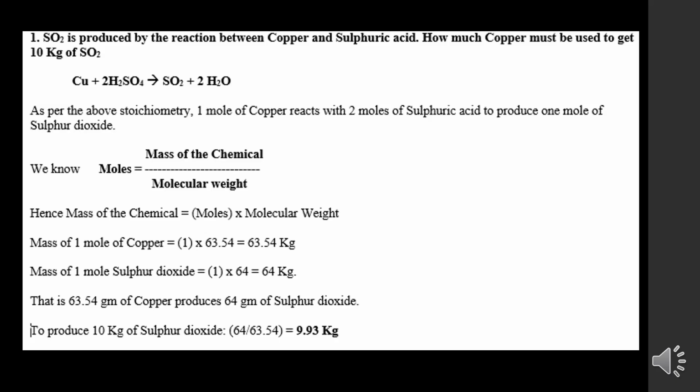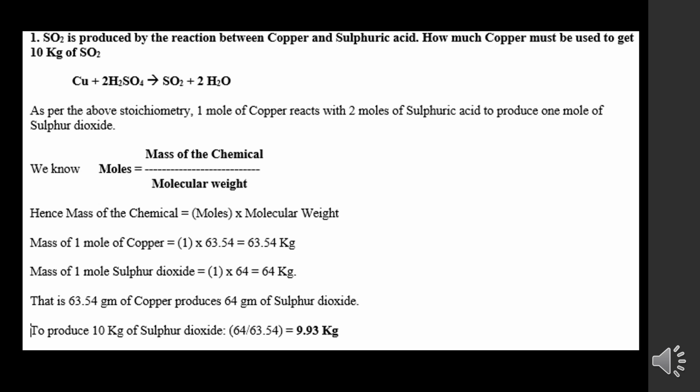Next, let us solve a few problems involving and not involving chemical reaction. The first problem is about sulfur dioxide, which is produced by the reaction between copper and sulfuric acid. How much copper must be used to get 10 kilogram of SO2? So we have to determine the amount of copper which is used to get 10 kilogram of SO2. Here the equation is also given. Copper plus 2 times sulfuric acid gives SO2 plus 2 times water.